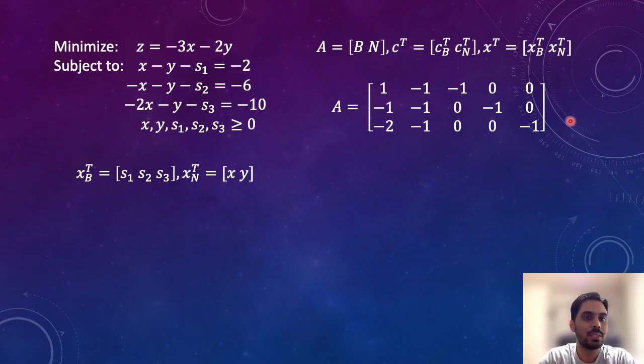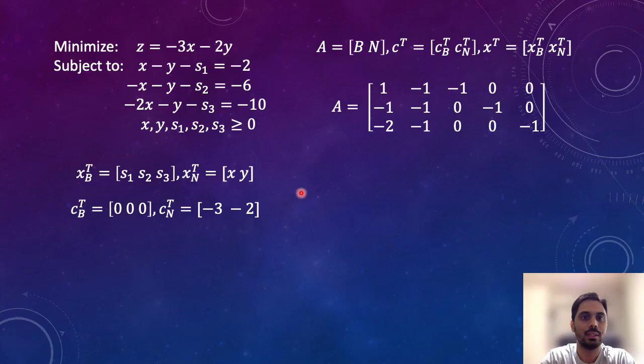So our basic variables are S1, S2, S3 and our non-basic variables are X and Y. Based on this choice of basic and non-basic variables, we can also decompose our objective coefficient. The coefficient of X is -3, Y is -2 and S1, S2, S3 are 0. So our coefficient for basic variables, which is CB, will be all zeros, which are the coefficients of S1, S2 and S3, and for non-basic variables it will be -3 and -2.